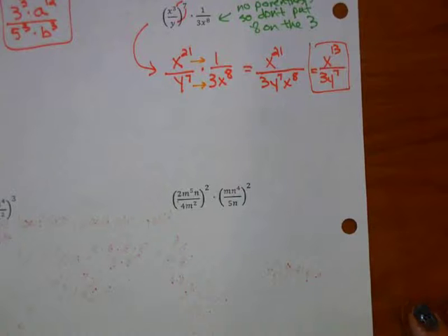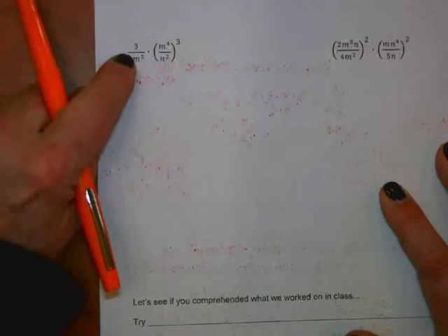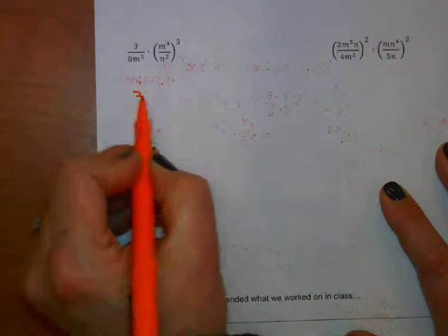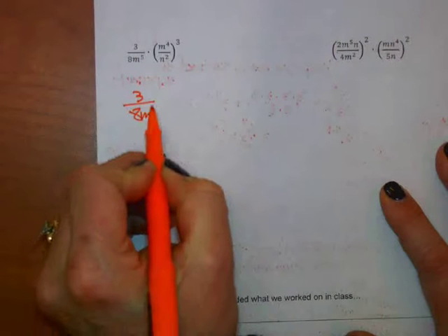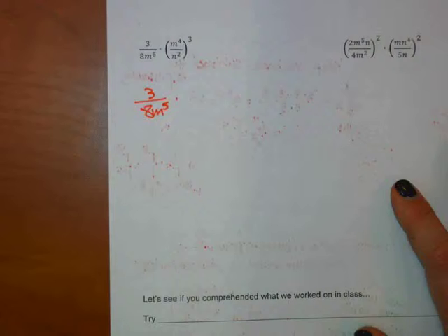Two more together. I can't do anything with this fraction. I'm going to leave that for now. There's no distributing to happen, there's nothing on that fraction. However, on this one, I've got to distribute that 3.